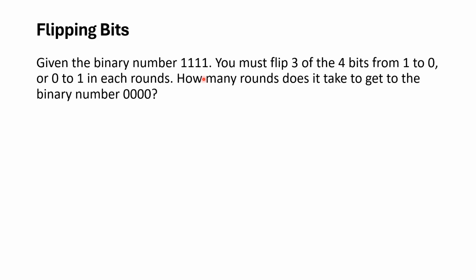So on each round, you take 3 of the 4 places and change them from 1 to 0 or 0 to 1. And the question is, how many rounds does it take to get from our starting point, 4 ones, to 4 zeros? So if you want to give this a try, pause the video here, and then I'll explain it on the next slide.